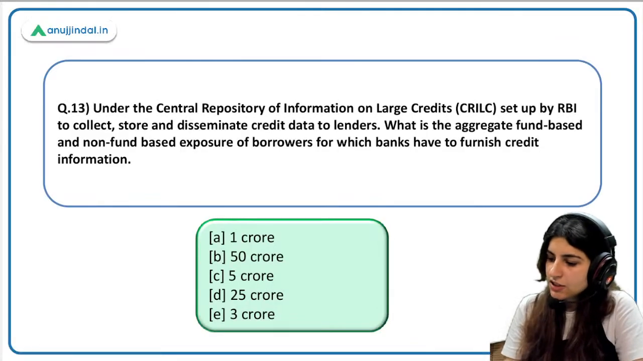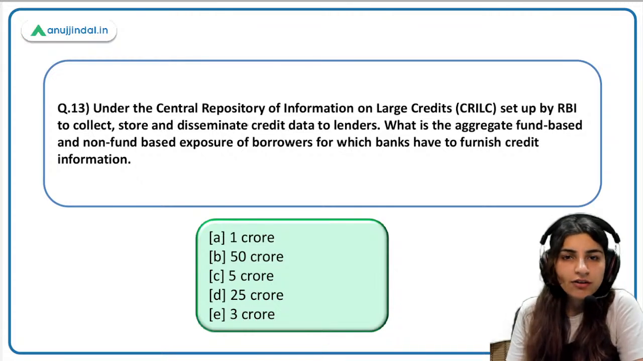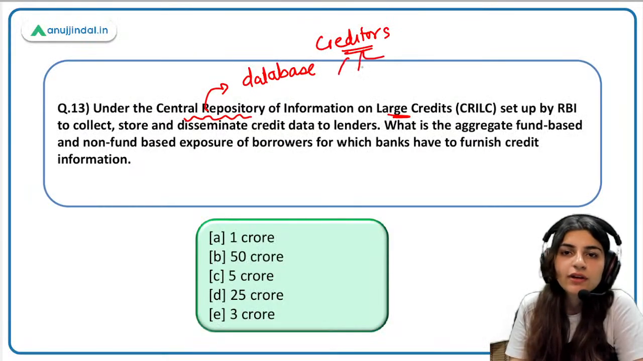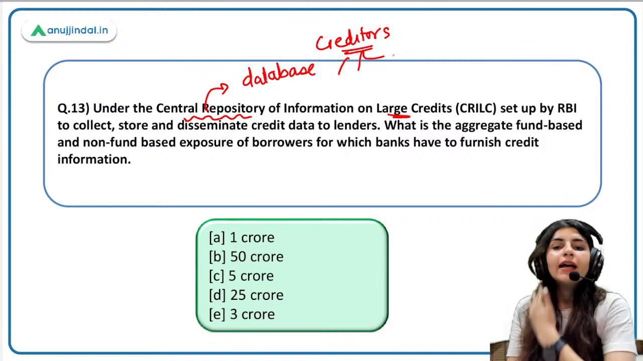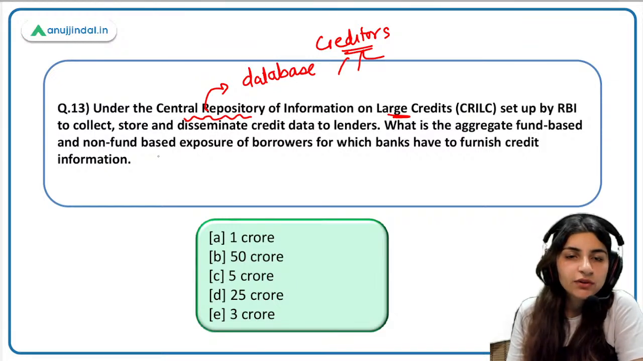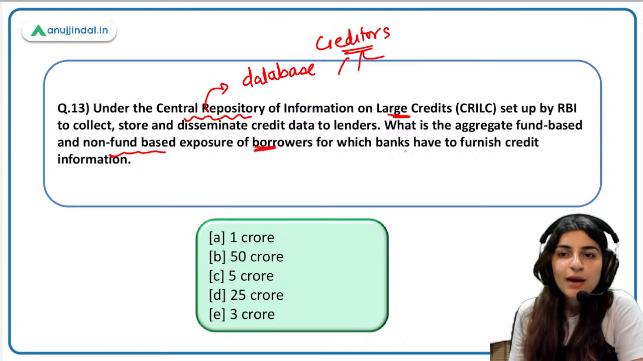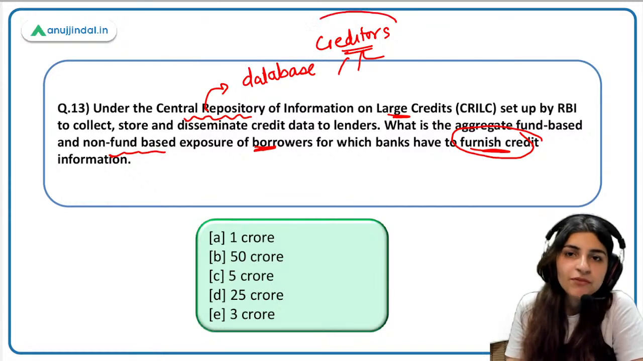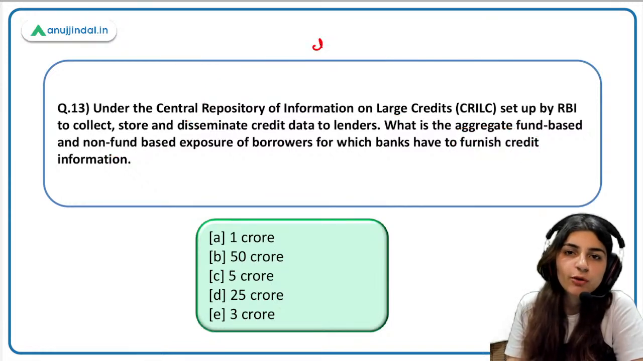Okay. The next question is, under the Central Repository of Information on Large Creditors. Now, what is it? It is only a repository, a database of all the creditors, and how many lenders those creditors have taken loans from. And the question is asking about non-fund based exposure of borrowers for which banks have to furnish the credit information. What should the exposure of a borrower be? So it is information of borrowers, not creditors.